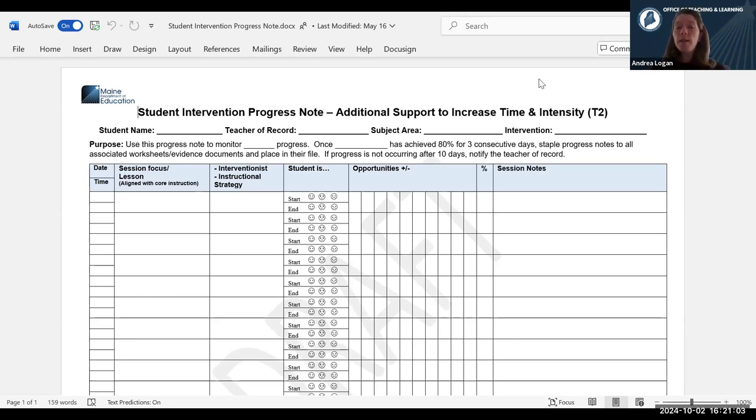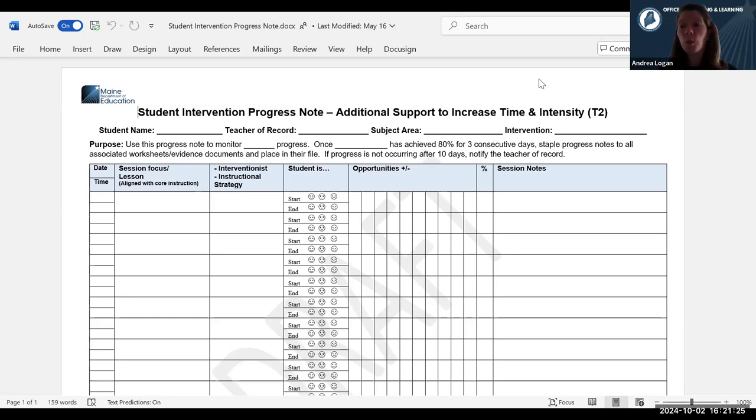Now, this may seem like a lot in isolation, because it can be a lot in isolation. You have to understand that when you would adopt a tool like this in your setting would be when you are working towards moving towards a school-wide MTSS model.